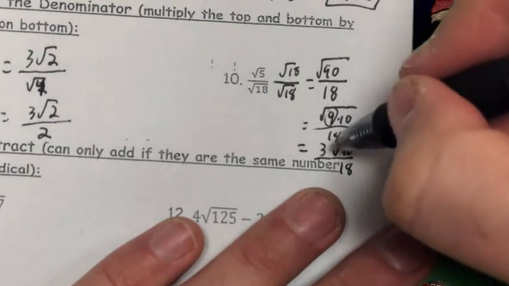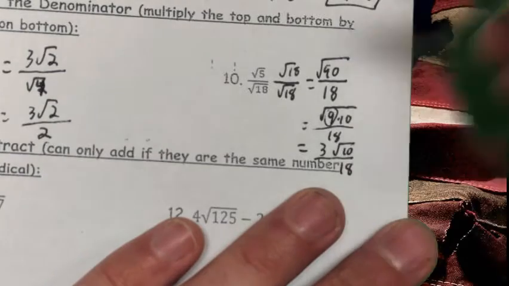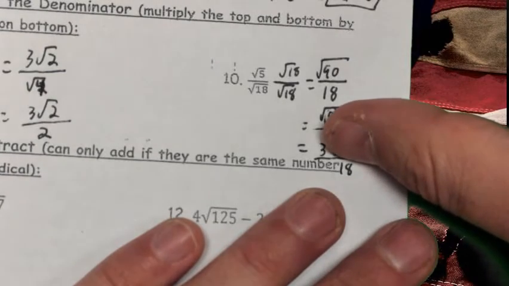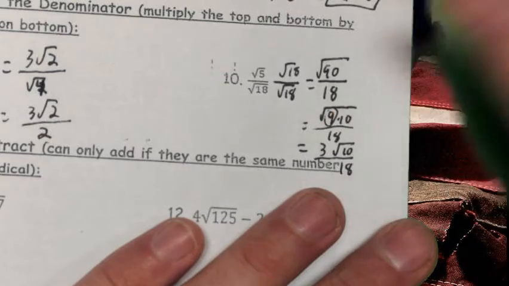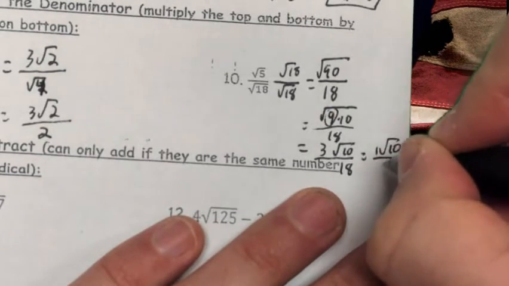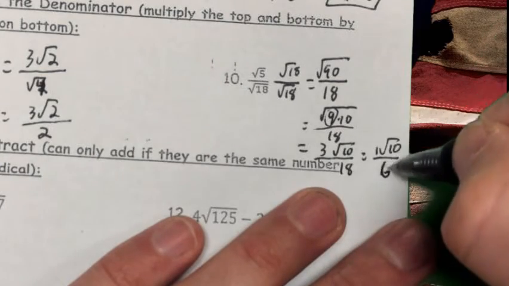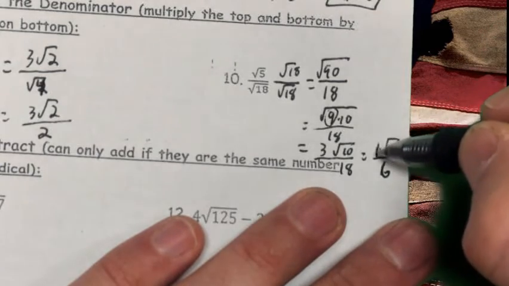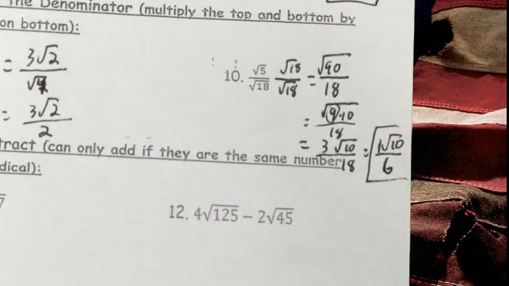And now I want to see, can these two reduce? If I forgot about the 10, 3 divided by 18 can reduce down to 1/6. So this is 1 square root of 10 divided by 6, because 3/18 reduces to 1/6. Now you don't have to write that 1 because we never have to write a 1 whenever it's the coefficient.